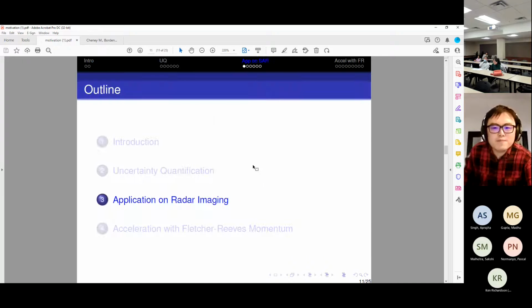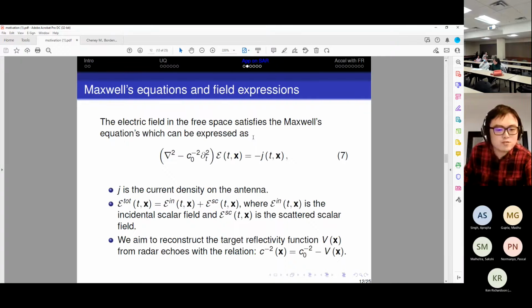And the second application I use is SAR imaging. Basically that is using radar to form an image of the target area. Radar uses electromagnetic waves, so I start with the Maxwell equations. This equation 7 here is obtained by taking the curl of the electric field. After some simplifications, you can achieve this. For people familiar with PDEs, you may see that this is actually a wave equation.